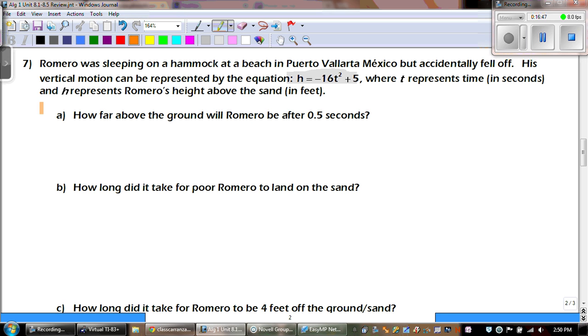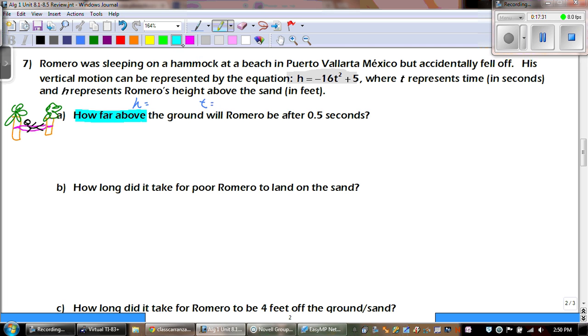So here we go. Let's draw a little picture. There's my little palm tree. There's another one, because he's on a hammock, right? Remember, the hammock is what you kind of tie around, and there he is. He's laying down, he's relaxing, enjoying the view. Okay? But then he falls off. So what happens in the first one? Are we looking for the h or are we looking for the t?